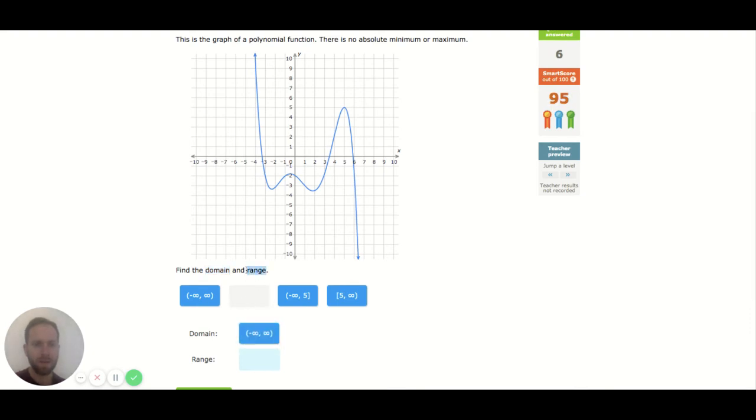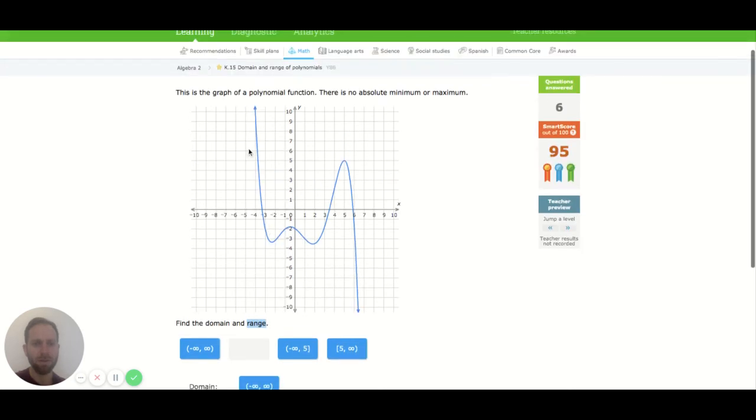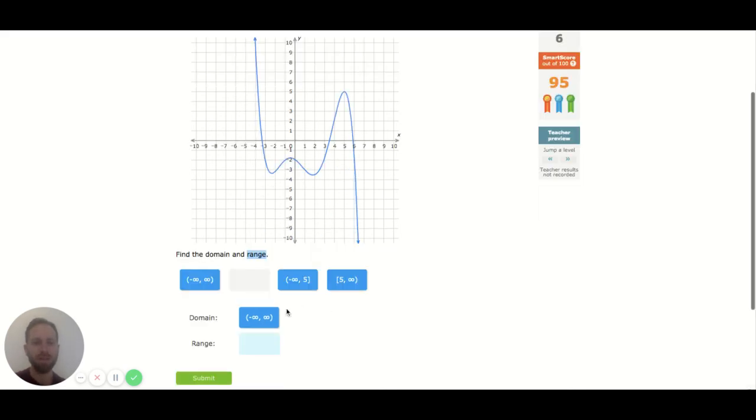And then the range, let's see, how high up does it go? Well, it's going up, and it's going down, and it keeps going up and down. Even though there's this, what we call local maximum or local minimum, because it's still going up and still going down, the range is actually all real numbers.